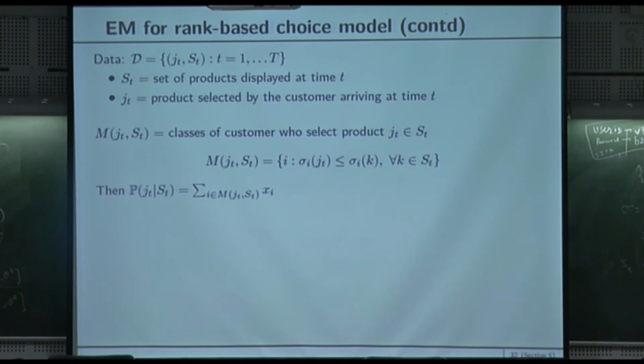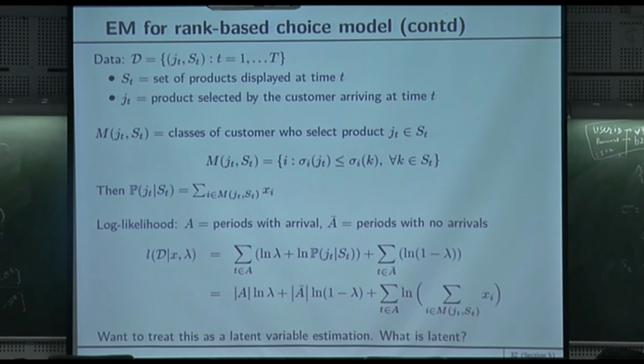All right? Okay, good. Now I want to write the log likelihood. A is the periods in which there was an arrival. A bar is the periods in which there was no arrival. For all time periods that there was no arrival, the log likelihood is just log 1 minus lambda. This is the probability of not seeing an arrival. Lambda is the probability of seeing an arrival. 1 minus lambda is the probability of not seeing an arrival.